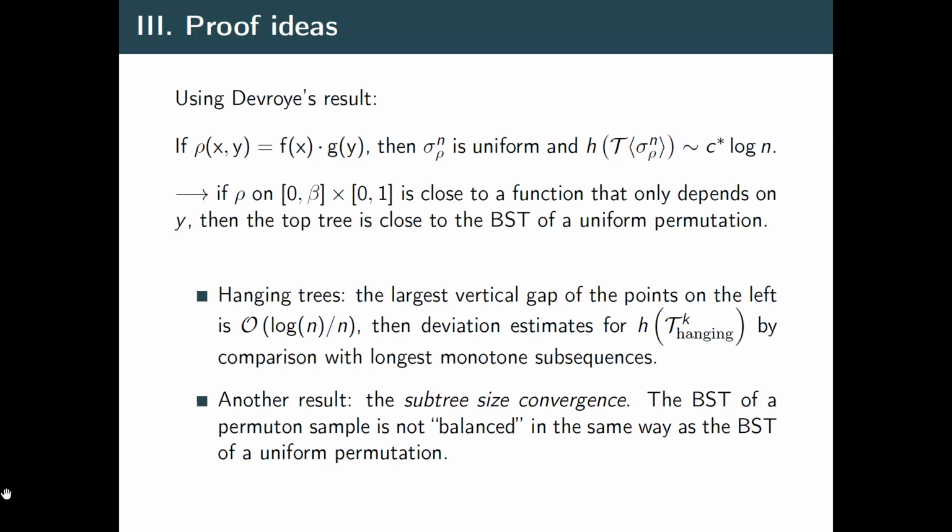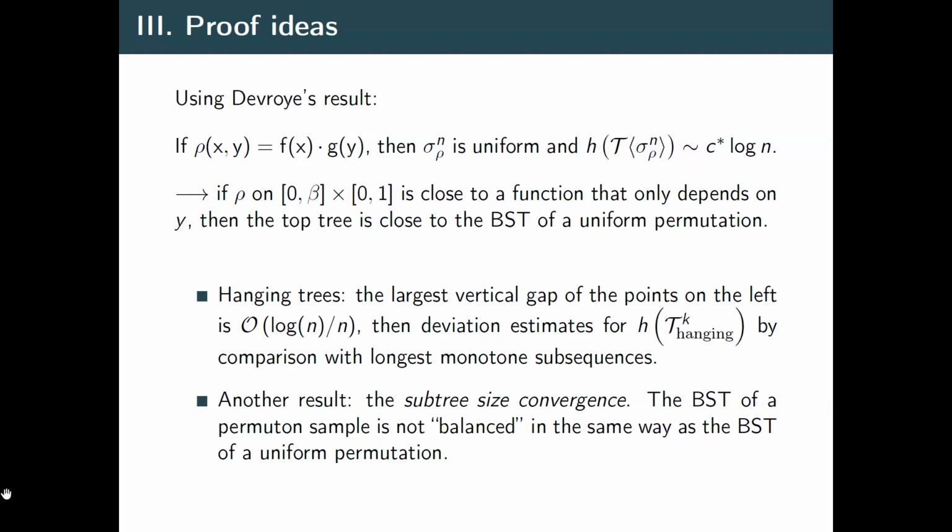The theorem about the height of the BST states that under sufficient assumptions, the BST of permuton samples has the same height as the BST of a uniform permutation. But it does not mean that these two BSTs look the same. For example, if you look at the BST of a uniform permutation, then the left subtree of the root has a random size, the right subtree also has a random size, and the two of them have the same distribution.